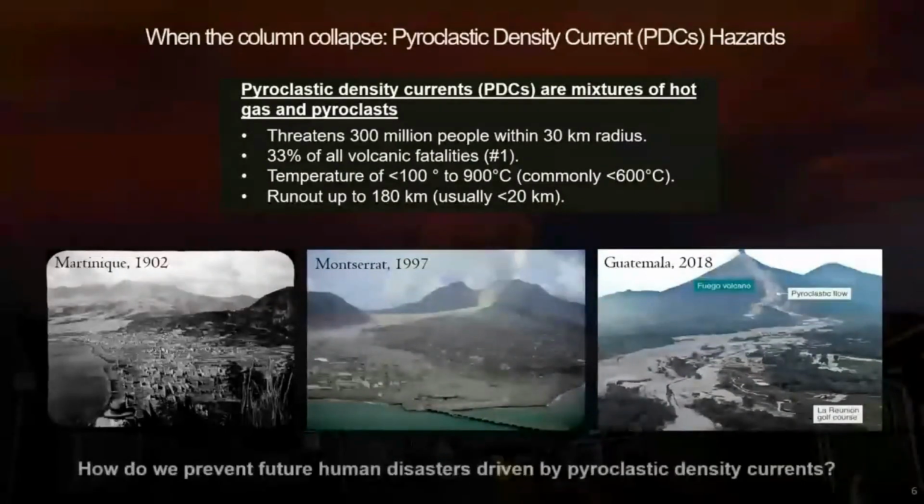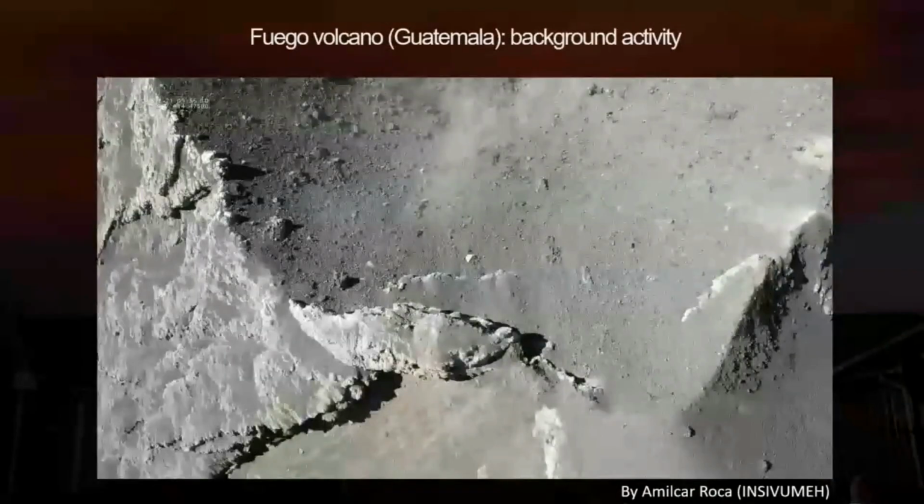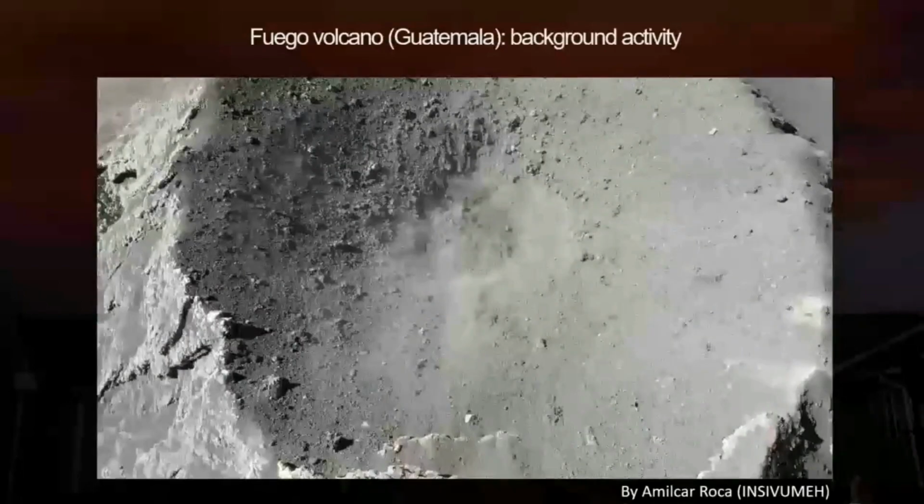So a lot of the work I do is really trying to understand how we prevent these kinds of disasters. They are human disasters in many ways, but I take it from the physics point of view of how we predict the behavior of the hazard itself. I want to show you an example of what a background volcano activity can look like, and it illustrates the range of things we're dealing with in terms of fluid mechanics.